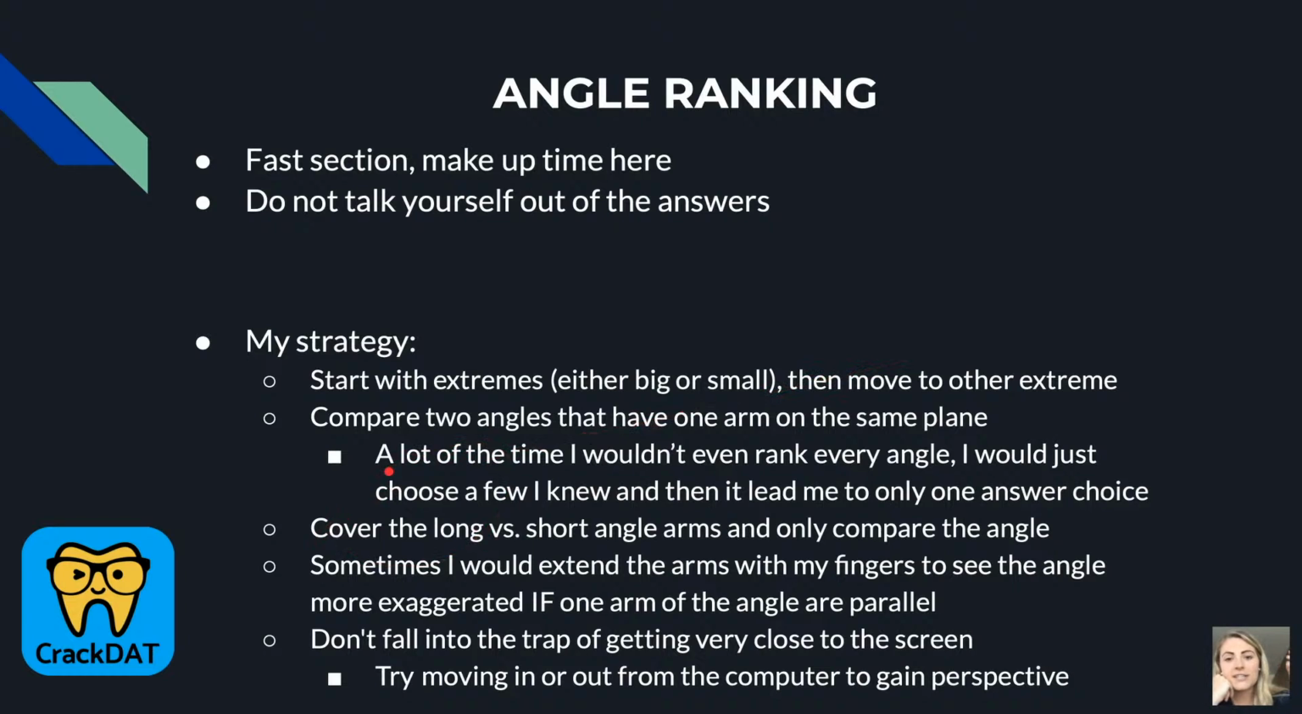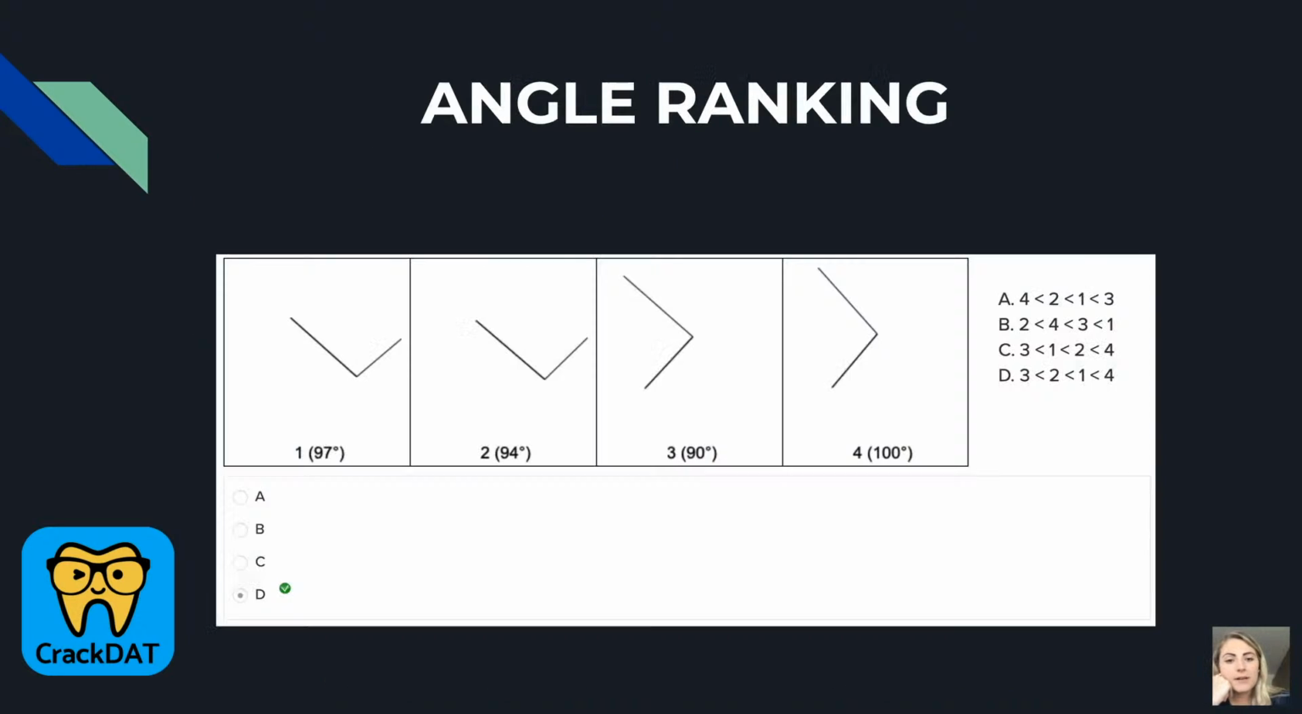Other tips are to cover the long versus short angle arms, and only compare the angles. Sometimes they're really egregious, where they have a long arm that goes from here to here. If that's confusing, which it does become, you can cut off the long arm and cover it with your finger, literally on the screen, just to compare this tiny angle instead of getting confused by the big arm.